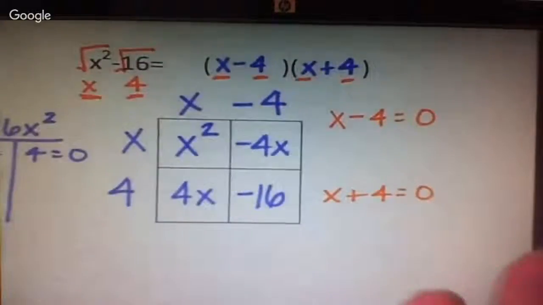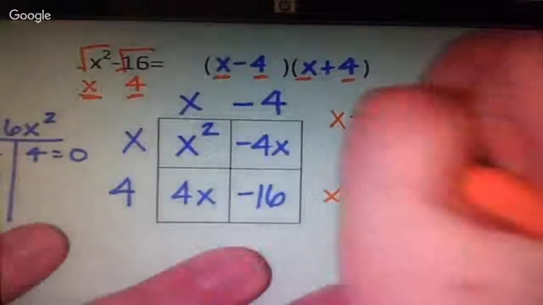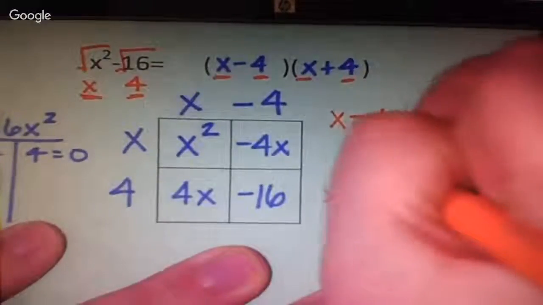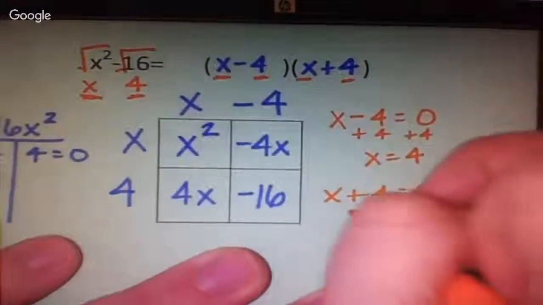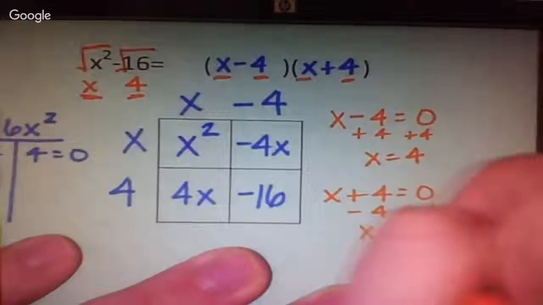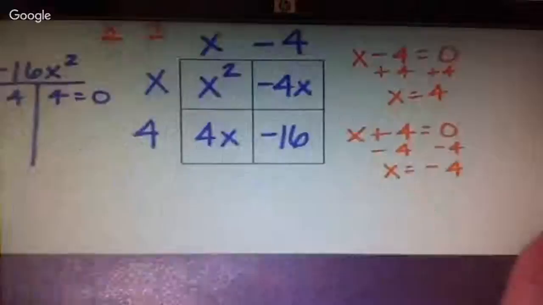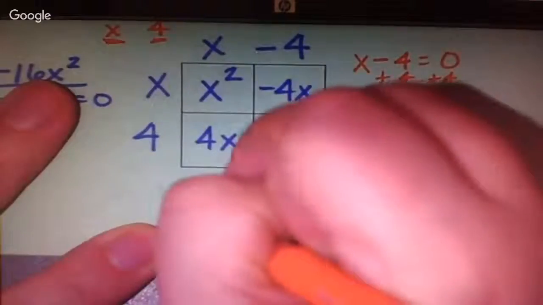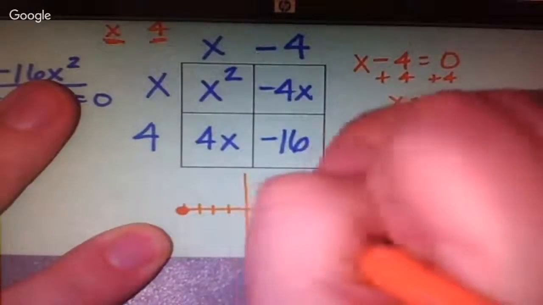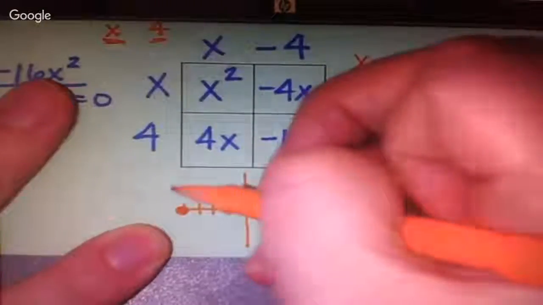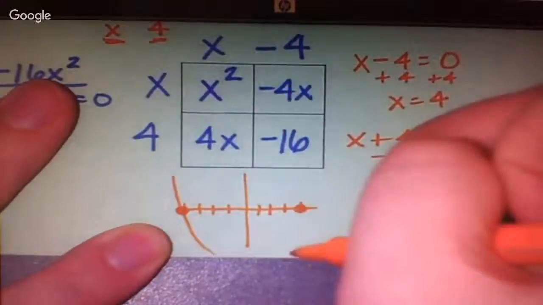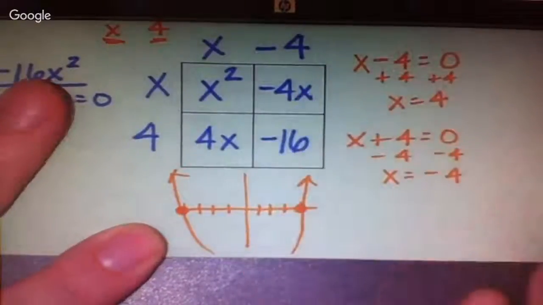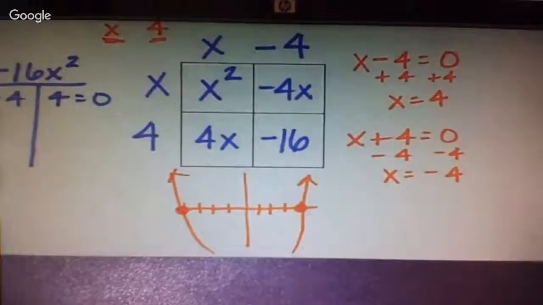and solve for x. When I solve this first one, x minus 4 equals 0, I would add 4, so x equals 4. This one I would subtract 4, so x equals negative 4. What this tells me is my graph crosses at negative 4 and positive 4 on my x-axis. Those are your 2 roots, your 2 solutions, your 2 zeros.